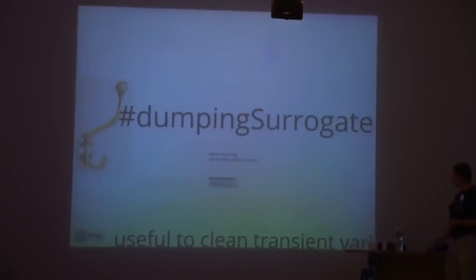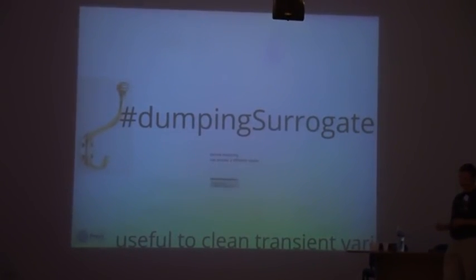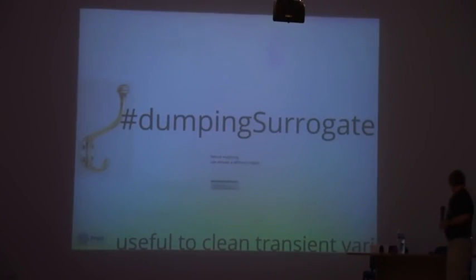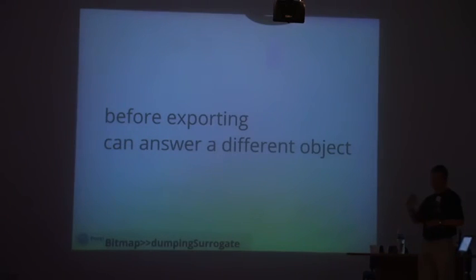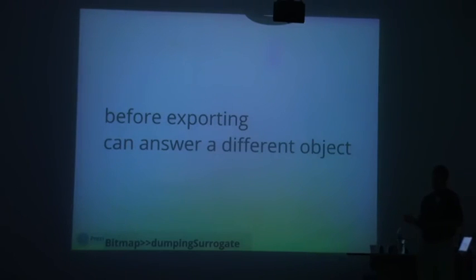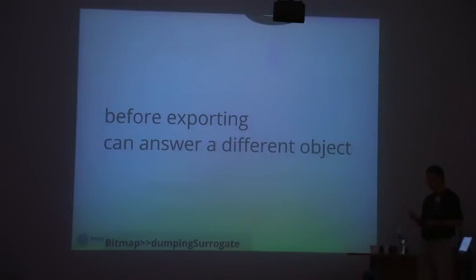One of these hooks is the dumping surrogate. This one is invoked when, at the moment where we are exporting, we are about to save a model object. It will answer a different object because we want to modify the object or to get a different one to save. Why would we do that?